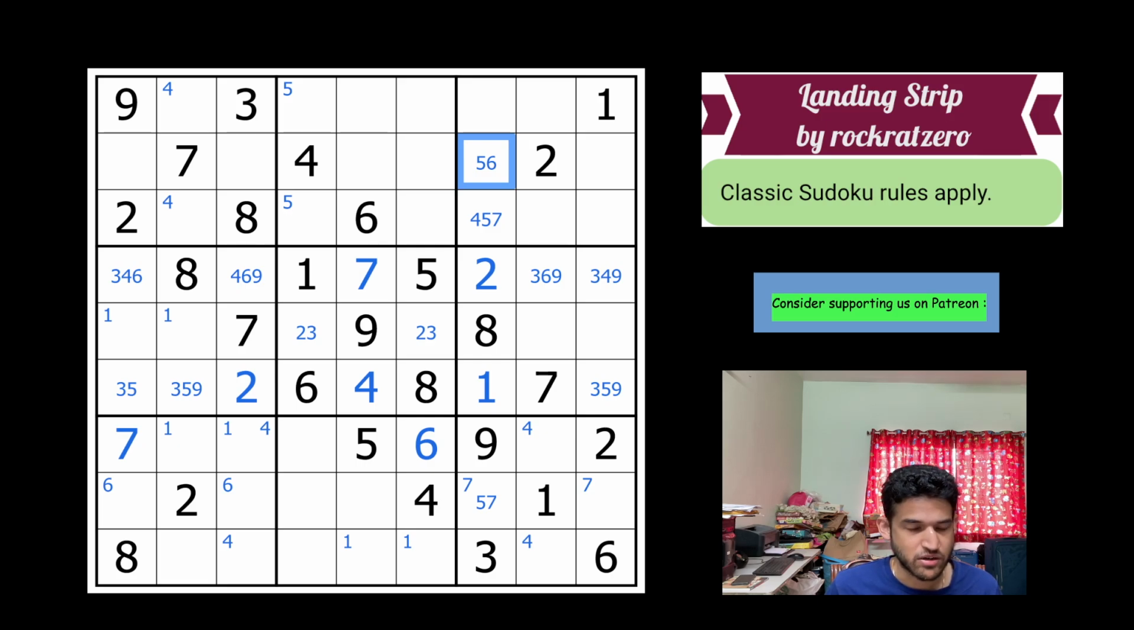Okay, let me look at column 5 now. Again 4, 5, 6, 7, and 9. So 1, 2, 3, and 8. This is a 3, 8. This is a 1, 2. This is a 1, 3, 8. And this is a 2, 8.